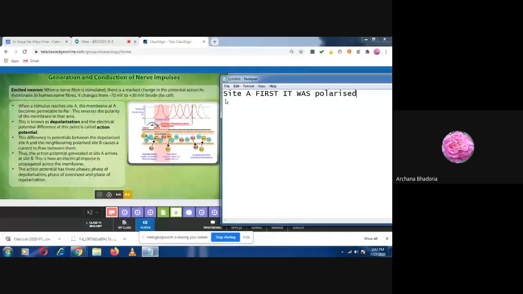I'm telling that process going on. Site A first, it was polarized. Now on receiving the impulse, are you all understanding now what I'm writing?